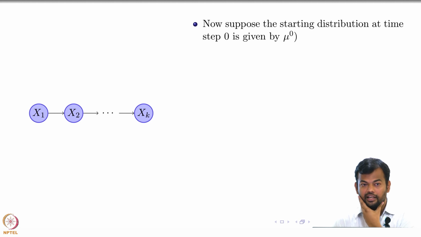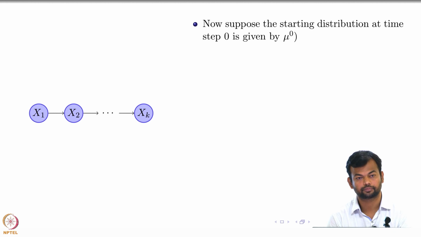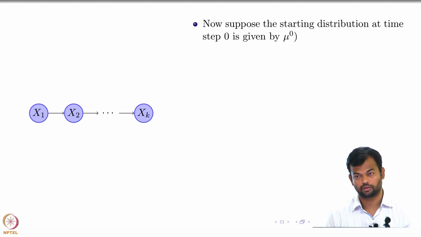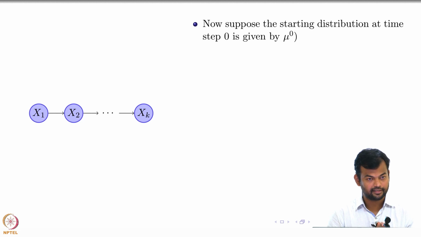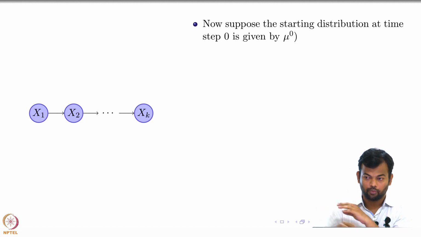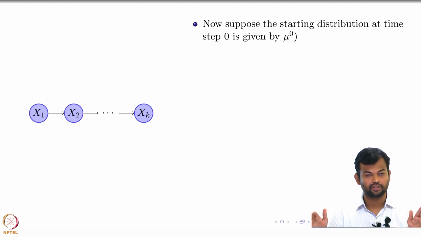Now suppose the starting distribution at time step 0 is given by mu 0. What does this mean? What do I mean by starting distribution at time step 0? What will this be a distribution over? How many values will this be a distribution over? 2 raised to n values. So it tells us that of all the 2 raised to n configurations which are possible, what's the probability of any of these configurations on day 0, at the starting time step.